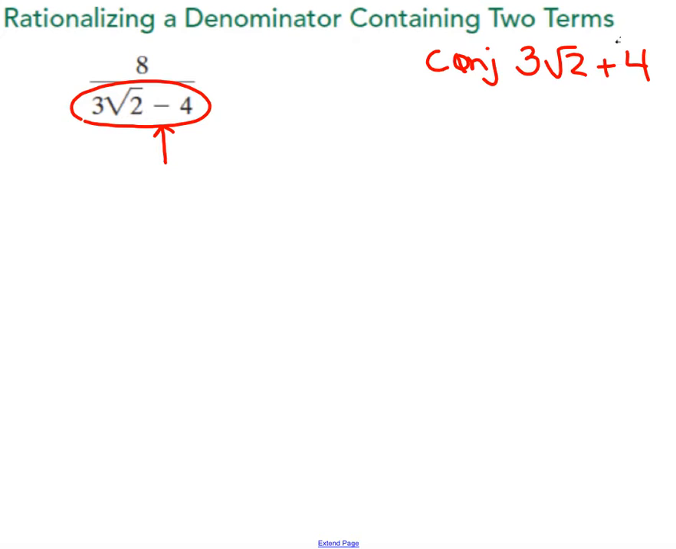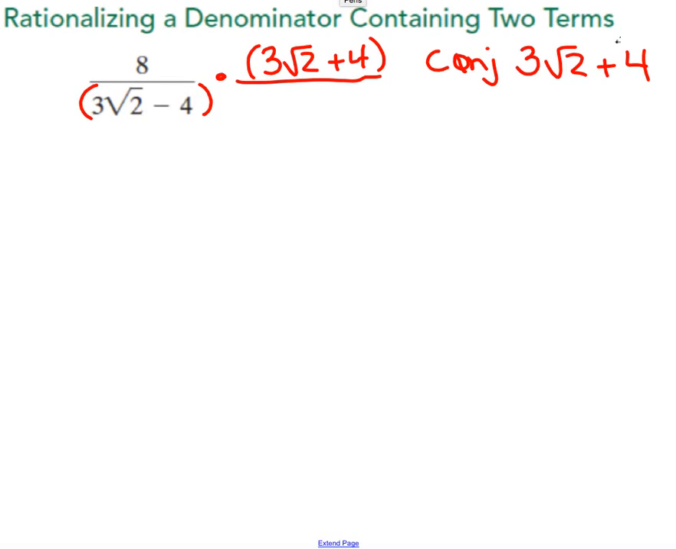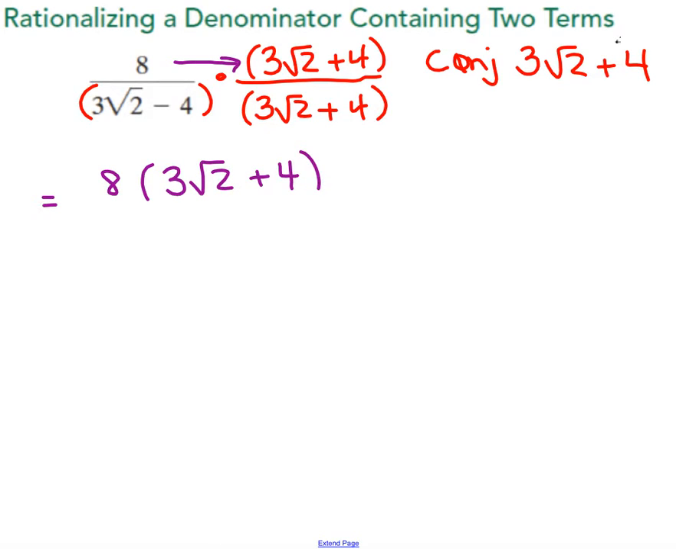So that's our conjugate. We're going to multiply the numerator and the denominator by its conjugate. I always like to put a parenthesis here. Now, I'm going to go ahead and multiply by its conjugate: 3 square roots of 2 plus 4 over 3 square roots of 2 plus 4. Now we're going to multiply across. So multiply across the numerator: 8 times 3 square roots of 2 plus 4.